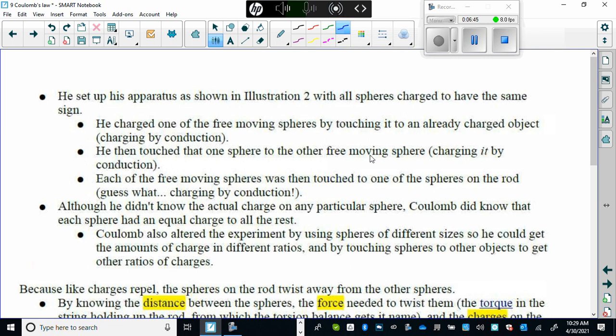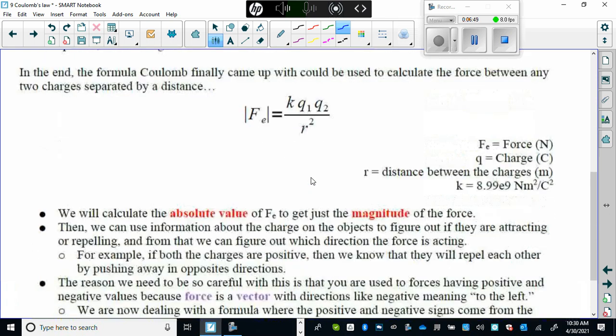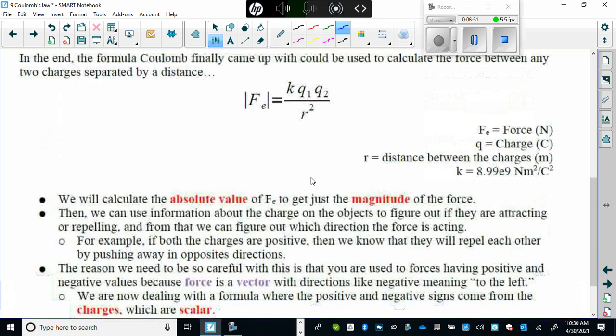Okay, so you can read all that. I kind of just described what he was doing there, and that's what he came up with right here. This is the formula for the electrostatic force between two objects. And again, just to drive this point home, it is remarkably similar to the gravitational force between two objects.